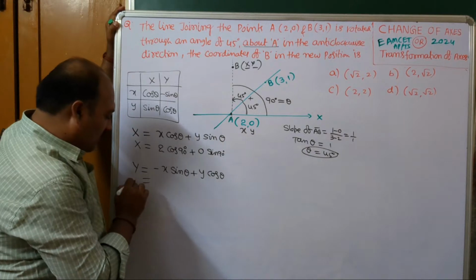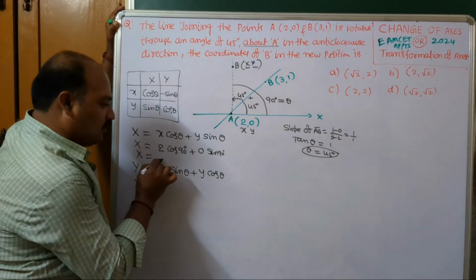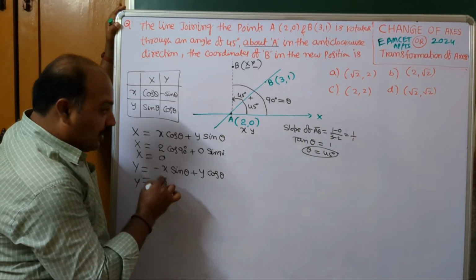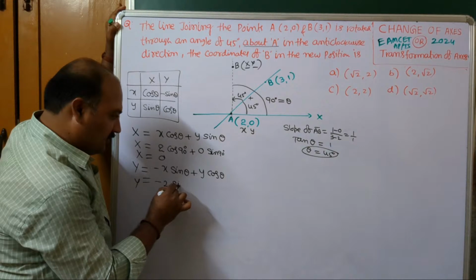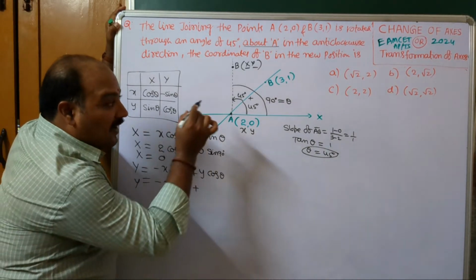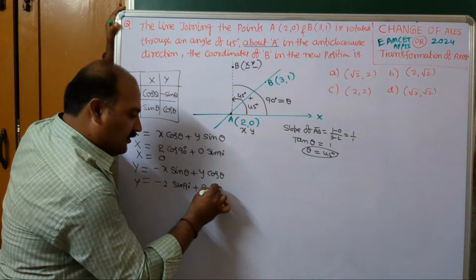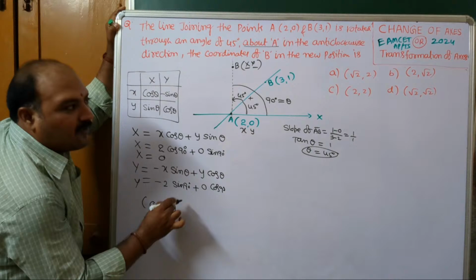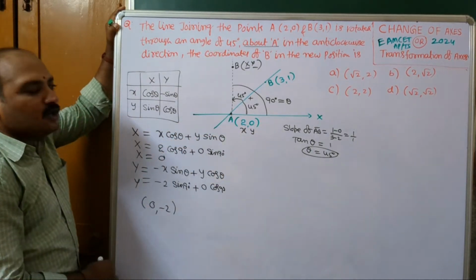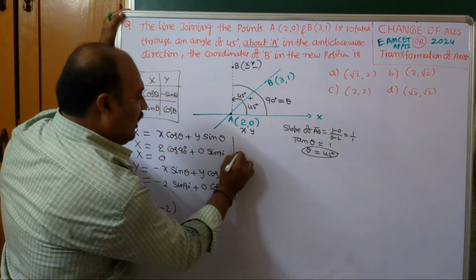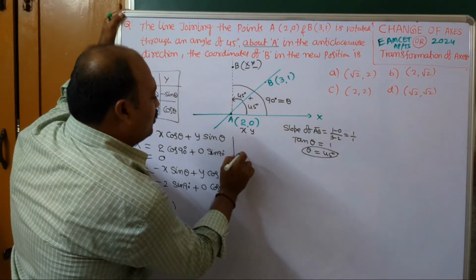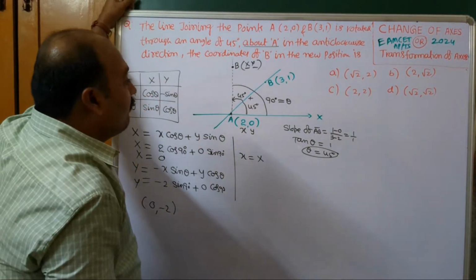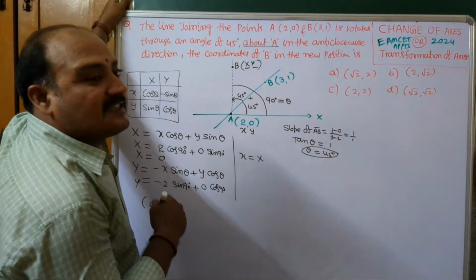So now capital X equal to 0, capital Y equal to minus 2 into sin 90 plus Y value 0 into cos 90. So 0 comma minus 2, sin 90 is 1. It is not our answer. So what we can do is, from this table, small x equal to capital X cos theta minus capital Y sin theta, it doesn't work out.